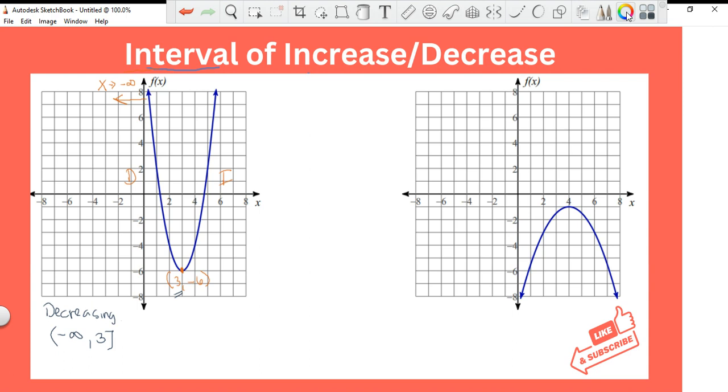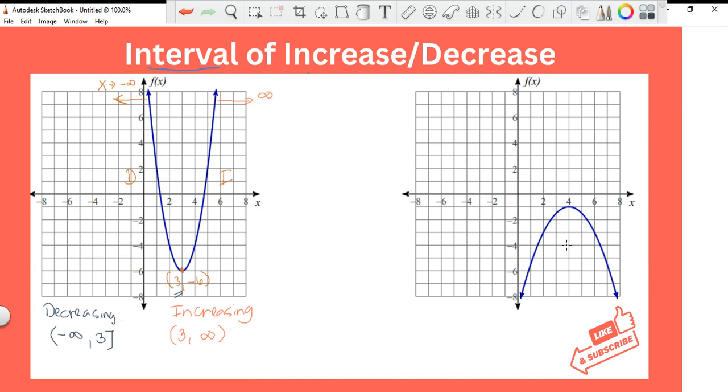Now, how about the increasing part? Well, we know that it started increasing from the lowest point, from here all the way here. But look at that, there's again an arrow, so it goes to positive infinity. So your increasing interval started from 3, again we only want the x values, all the way to infinity. Parentheses here, and since 3 is already taken in decreasing, we're going to have to put parentheses there because it cannot be both increasing and decreasing, right? Okay, so that's number 1.